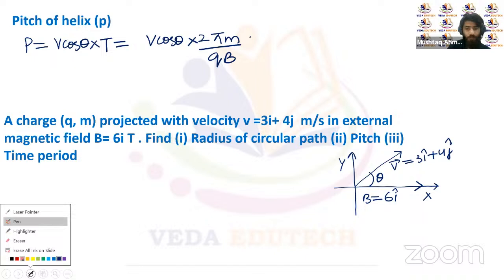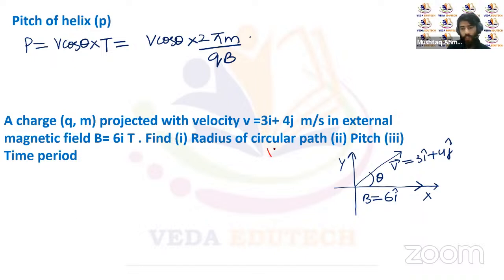So we can see here the vertical component of this velocity is equal to 4, and the horizontal component of this velocity is equal to 3, and the magnetic field has a magnitude of 6. Now let's try to find all these quantities.